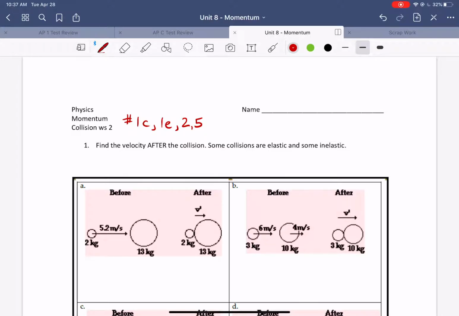Hello again, everyone. This is going to be a video on the second collisions worksheet. It's going to be very similar to the first one, where I will work out some of the problems and then leave the rest of them for you for homework.